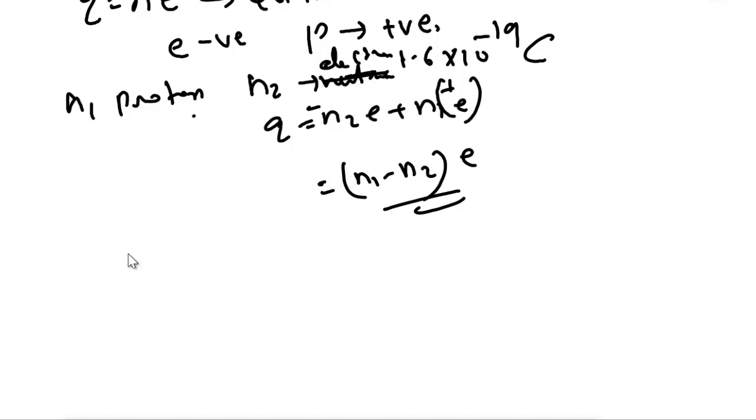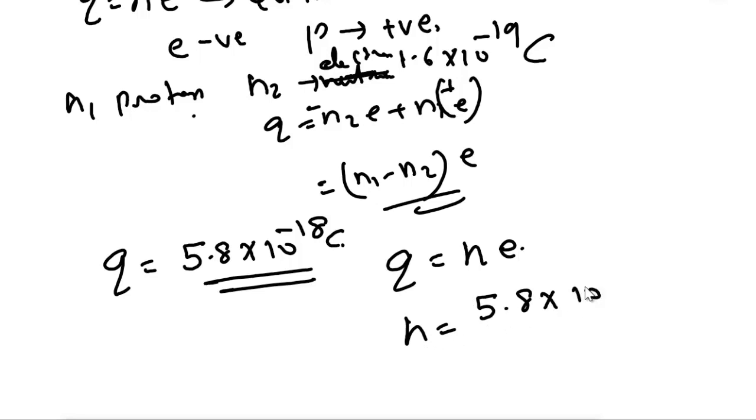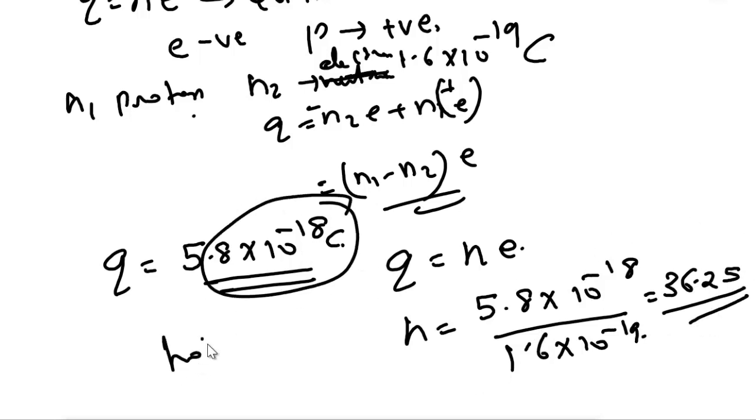So here, suppose a question comes like: suppose a charge is 5.8 into 10 to the power minus 18 coulomb. Is it possible or not? How will you find out? You can write it as Q equals Ne, and N equals 5.8 into 10 to the power minus 18 divided by 1.6 into 10 to the power minus 19. When you do this, you will get a decimal. So if you get a decimal, this charge is not possible. Like that we will be getting.